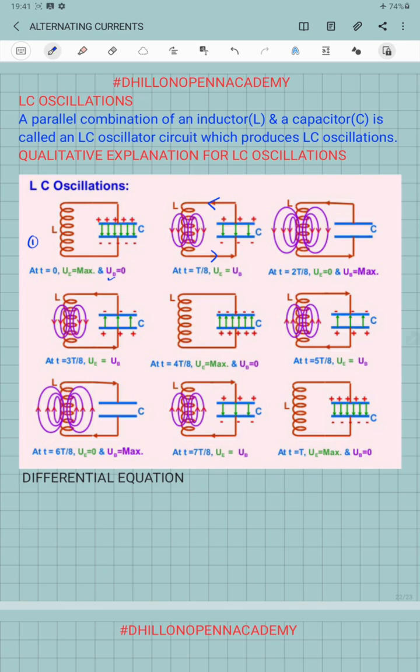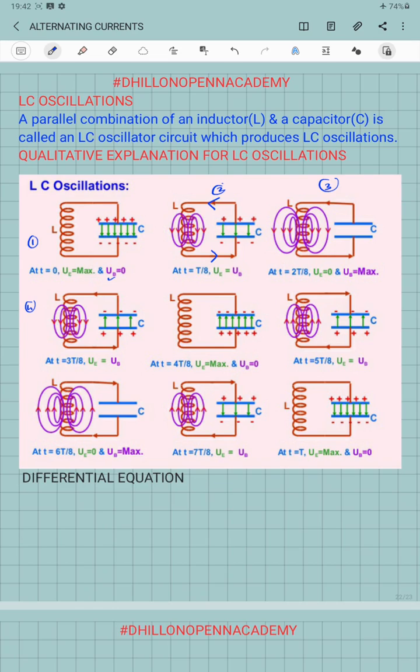So as the capacitor is further discharged through the inductor, in figure 3 you can see that it is totally discharged, due to which the current in the circuit becomes equal to 0, and the whole of the electrical energy in the capacitor, which was in the form of electric field, is now stored in the form of magnetic field in the inductor. So in figure 3, the capacitor loses its energy totally, and the same energy appears in the form of magnetic energy in the inductor.